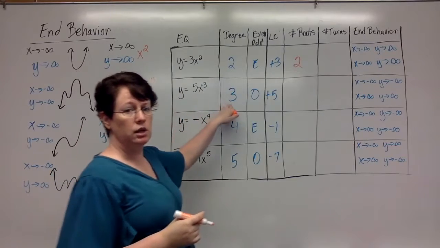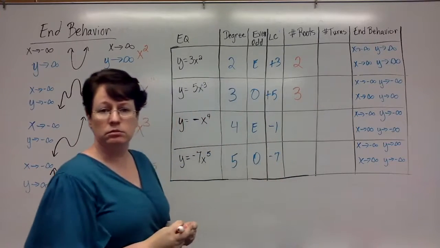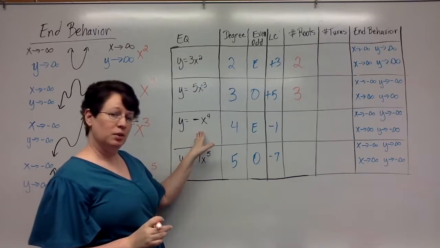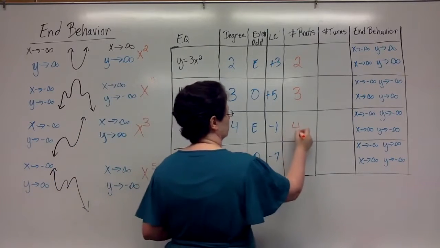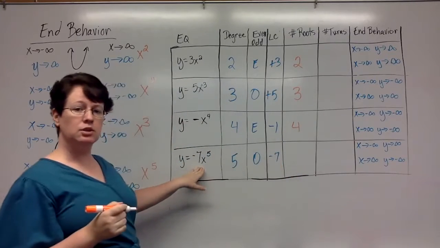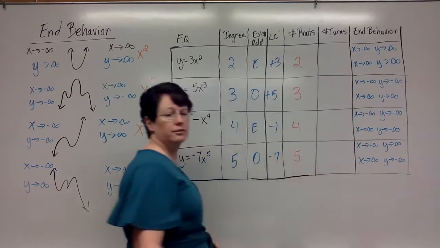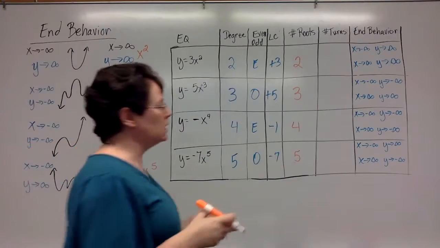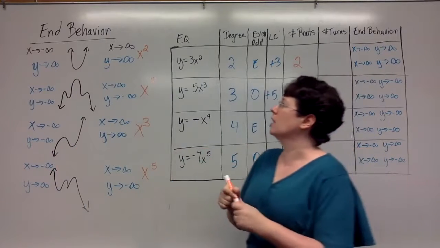Cubic, degree is 3. Number of roots possible is 3. It's that easy. Quartic, degree is 4, number of roots is 4. Quintic, degree is 5, number of roots is 5. Okay? Super easy. All right, for the next one, you have to think a little bit. But that's okay, you can handle it because it's not that hard.